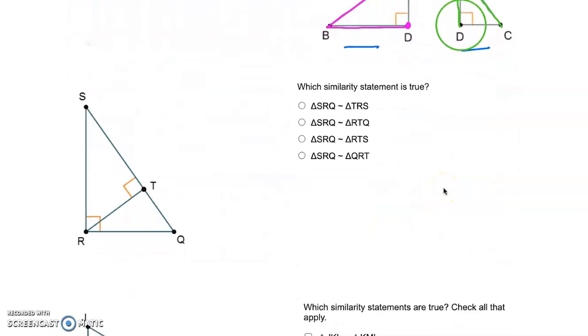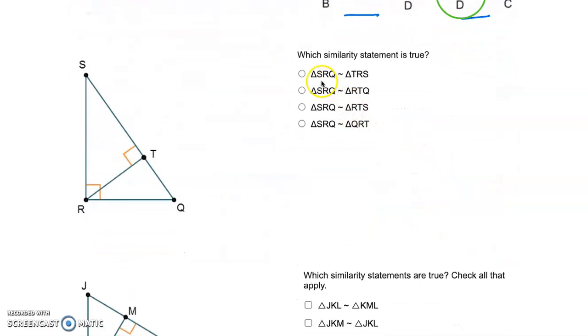So let's take a look at this example. Which similarity statement is true? Notice they all start with SRQ. So if we're looking at triangle SRQ, we're going S, R, Q. Now in this case, the right angle is the middle angle. So which one of these is true? Well, angle T in both of the smaller triangles is going to be my right angle. So this one or this one is going to have the T as the right angle, because R is the right angle in this case.